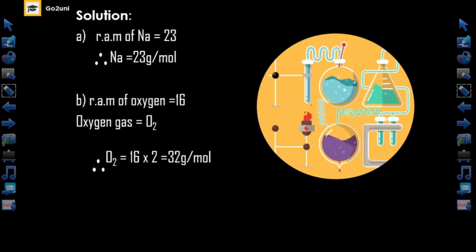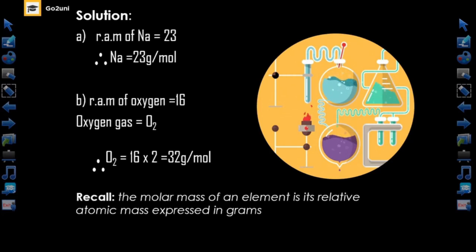Now, talking about the molar mass of oxygen, the relative atomic mass of oxygen is 16. Since oxygen is a gas, O2, its molar mass will be 16 times 2, which is 32 gram per mole. So this is that for oxygen. It is worthy to recall that the molar mass of an element is its relative atomic mass expressed in grams. Let us always remember this at any point in time. So let's take a look at example 2.